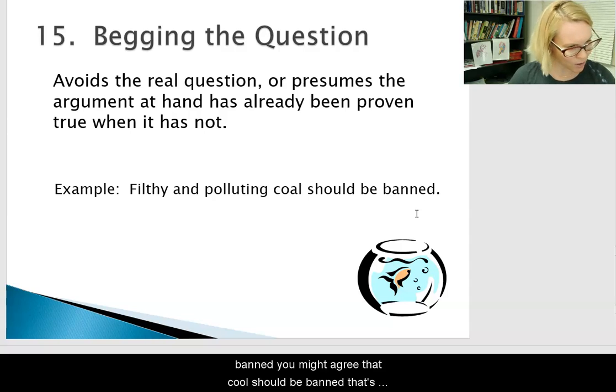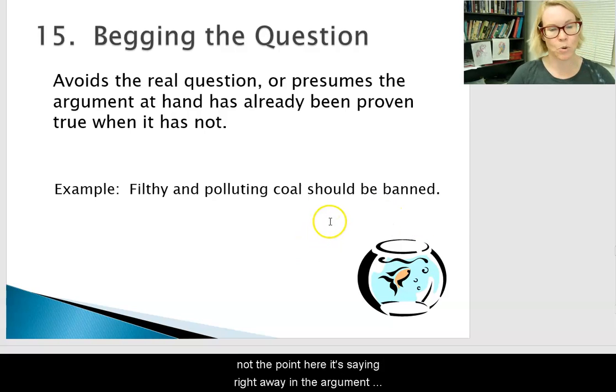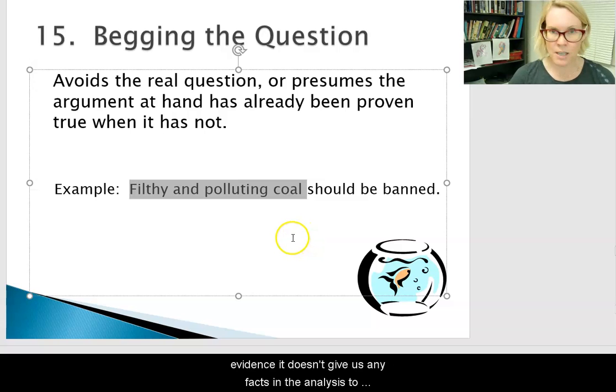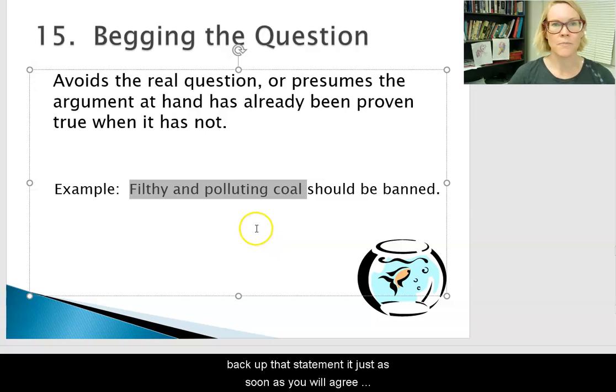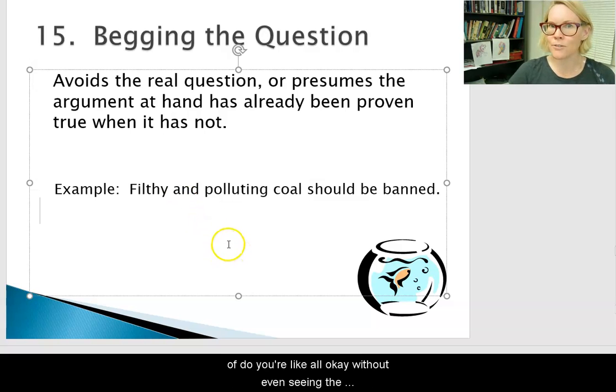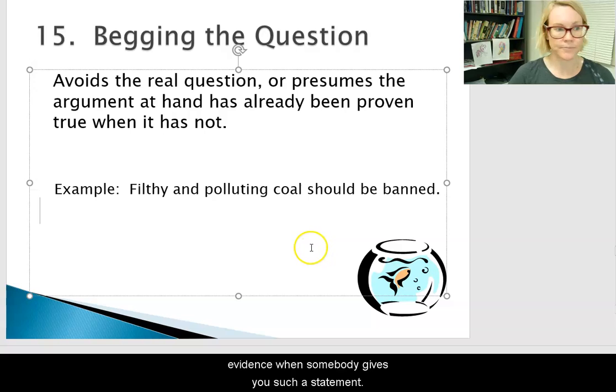Now, you might agree that coal should be banned. That's not the point here. It's saying right away in the argument that coal is filthy and polluting. It does not offer any evidence. It doesn't give us any facts, any analysis to back up that statement. It just assumes you will agree right in the argument. And that's dangerous because you kind of do. You're like, oh, okay, without even seeing the evidence. So always remember to ask for the evidence when somebody gives you such a statement.